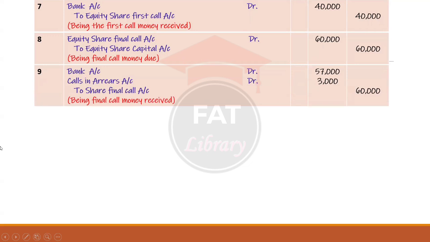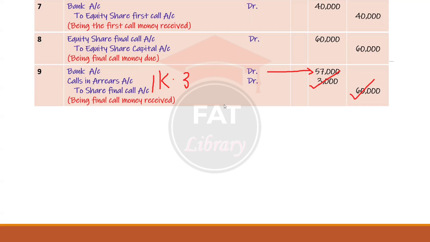And the next journal entry is for call scenarios. As I said, in the question, it has already given that the company made all the calls and the money due were duly received except the final call on 1000 shares. So they have not received the amount for 1000 shares. So for each share, the amount is 3 rupee per share. So that means 3000 amount they have not received. How much they are receiving in this call? Only 57,000 they are receiving. So total 60,000 amount is the share final call account. Now, when the forfeiture entries have been given, three more entries you will get.